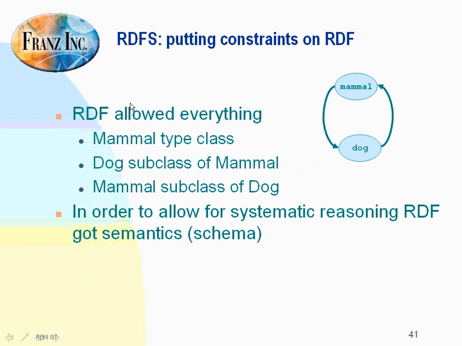So in RDF, you can say everything you want. You can say that a mammal is of type class, and a dog is a subclass of mammal, but a mammal could also be a subclass of dog. RDF will allow it, but in terms of logic, it's of course insane.